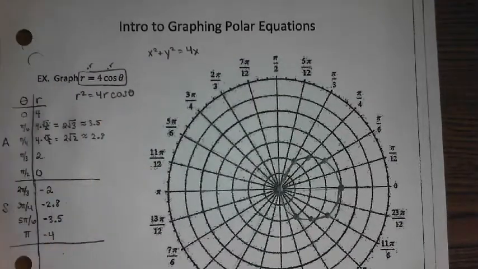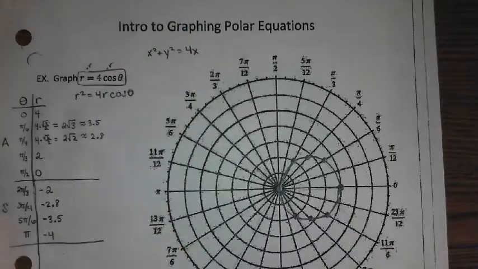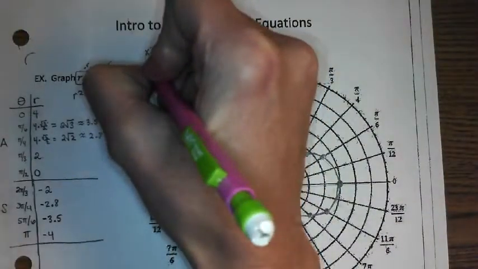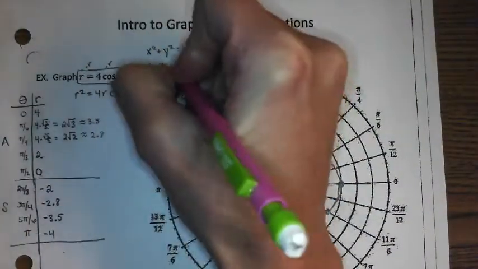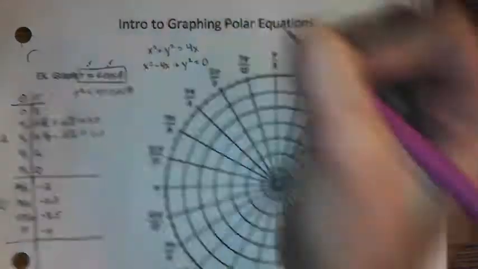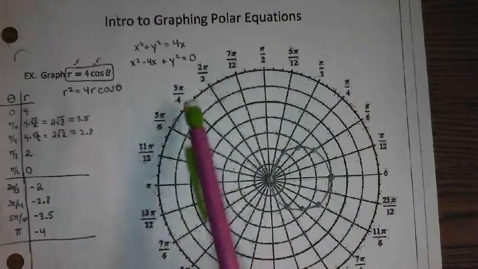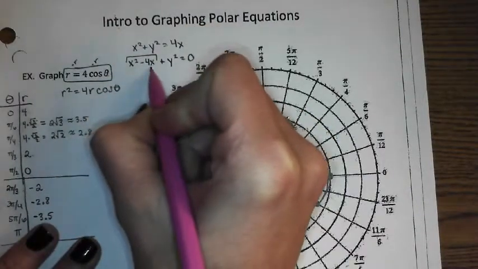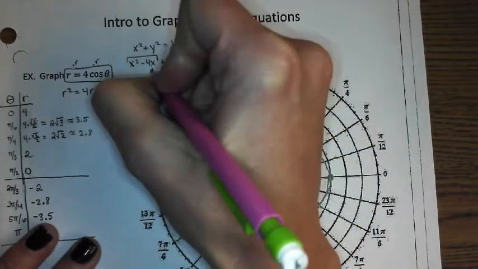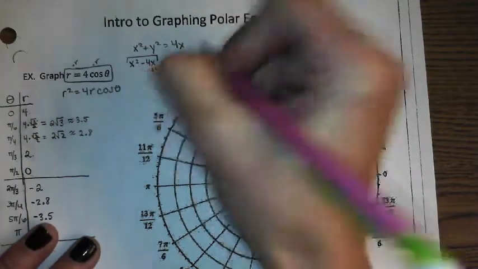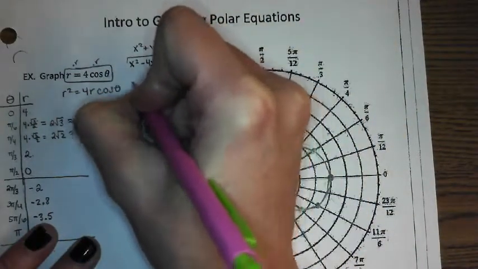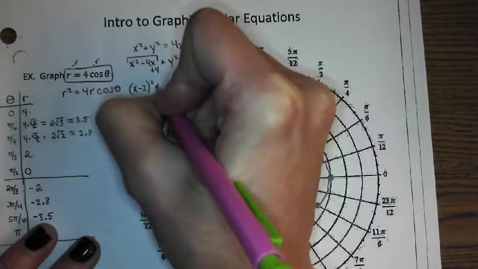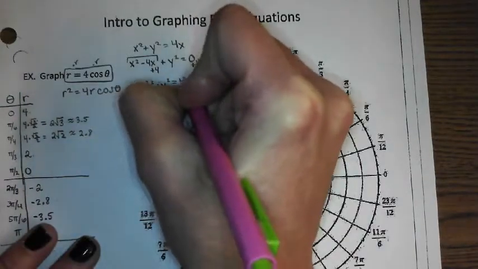And then this was like that supplementary video that I showed on Thursday, where we would complete the square to turn this into the circle format that it is. So I subtract my 4x over, and then what do I add to complete the square here? 4. So that'll be x minus 2 squared plus y squared equals 4.